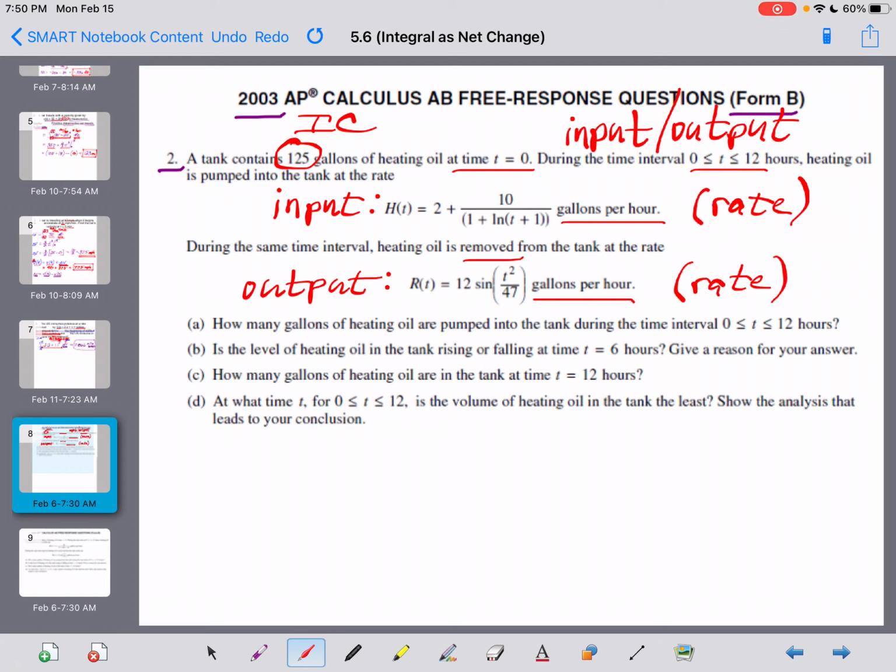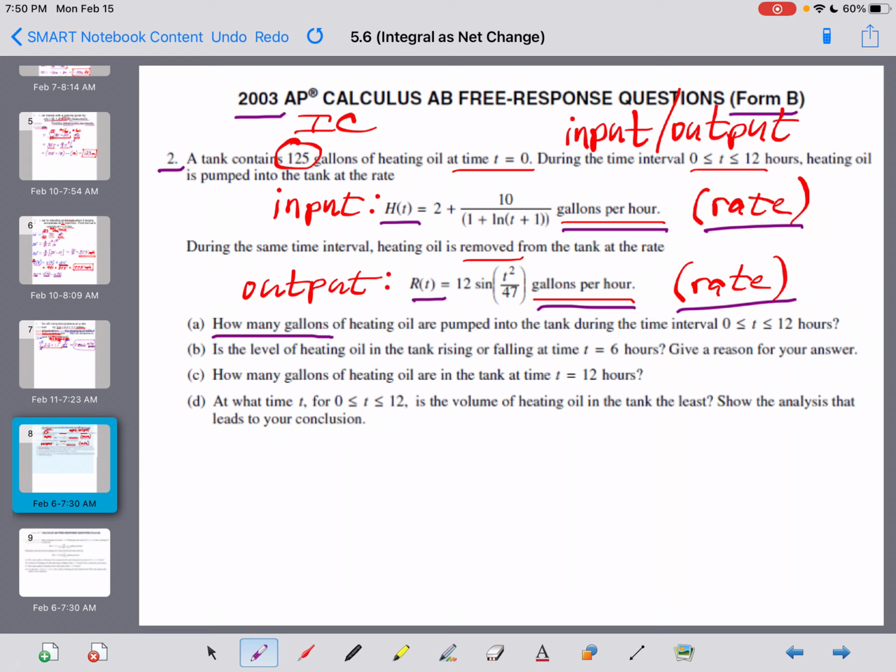So here we go with part A. How many gallons of heating oil are pumped into the tank on the interval from 0 to 12? And let's read that question slowly. How many gallons? Stop right there. So the two functions that we were given, h of t and r of t, are both rate functions. They're both measured in gallons per hour. But this question is asking us how many gallons.